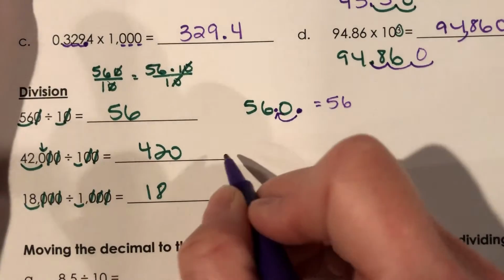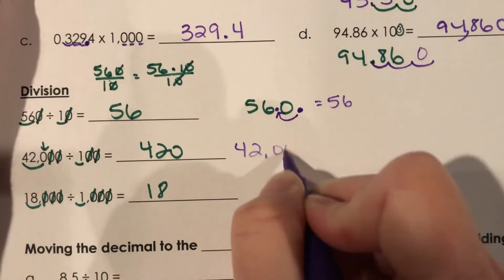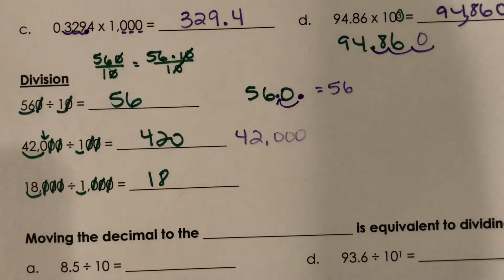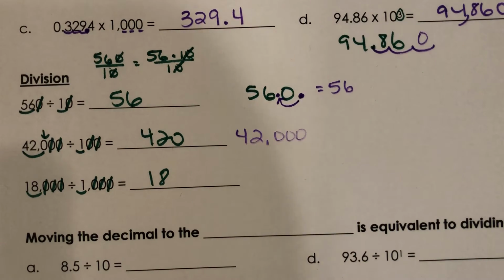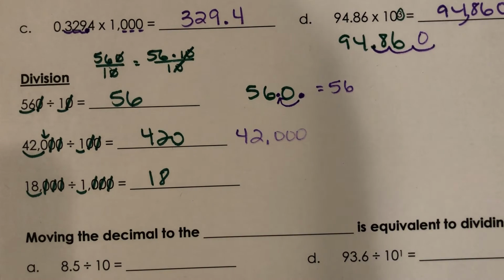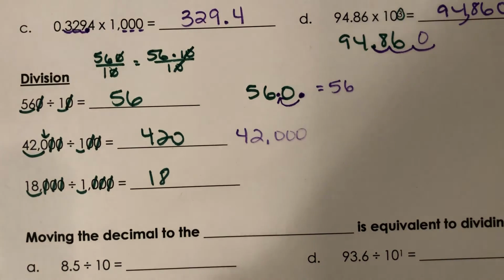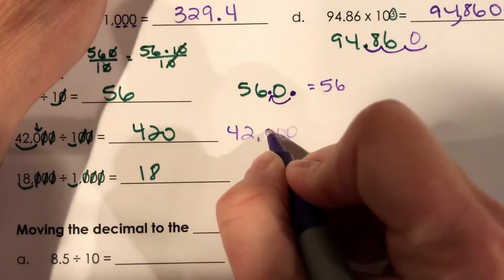Now in this next one, we had 42,000. My marker is pooping out on me. Get rid of that one. I wish I had another purple. Oh, I do. Okay, perfect. Wishes do come true. Hopefully it works.